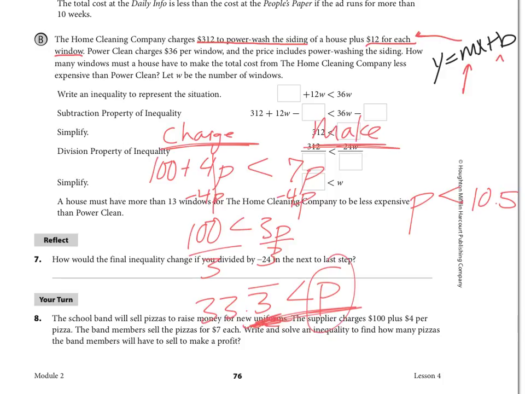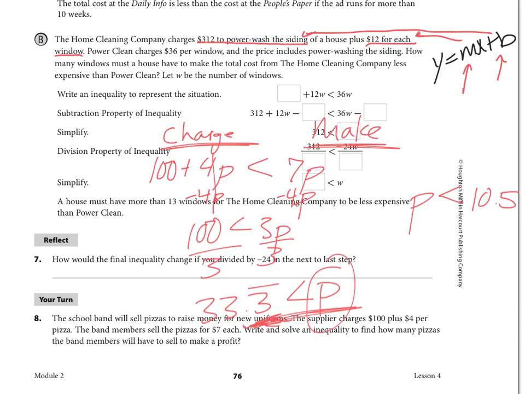B is our y-intercept, but we also called it our starting point. Well, in this particular problem, our starting cost is $312. No matter what, I have to pay $312 to get my house washed. I just pay an additional $12 per window.